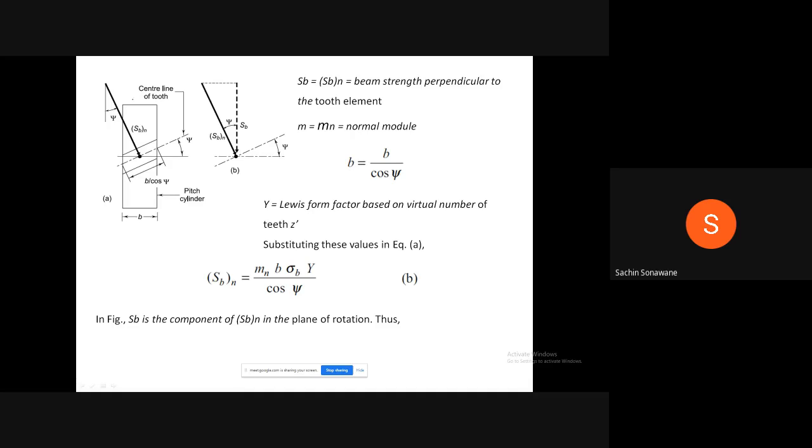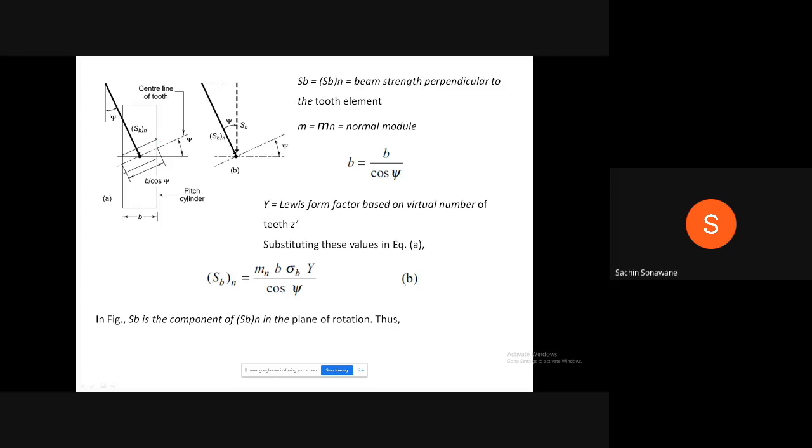Now this is the helical gear, and this is one tooth of helical gear. You know that in case of spur gear, beam strength is nothing but the maximum amount of tangential load that the beam can transmit without bending failure. That force is nothing but tangential force, and tangential force is always perpendicular to the tooth.